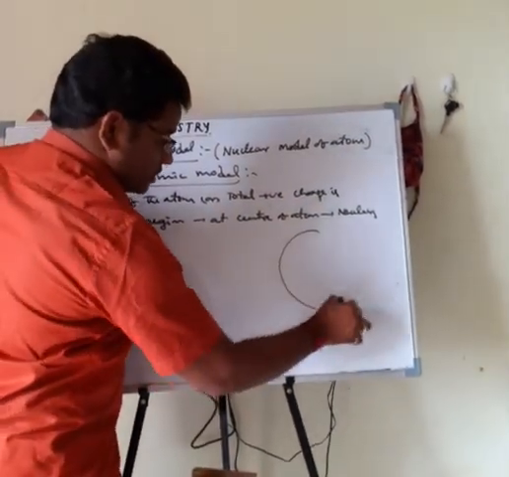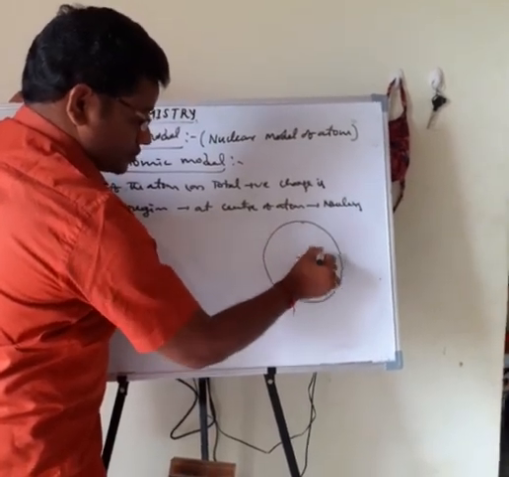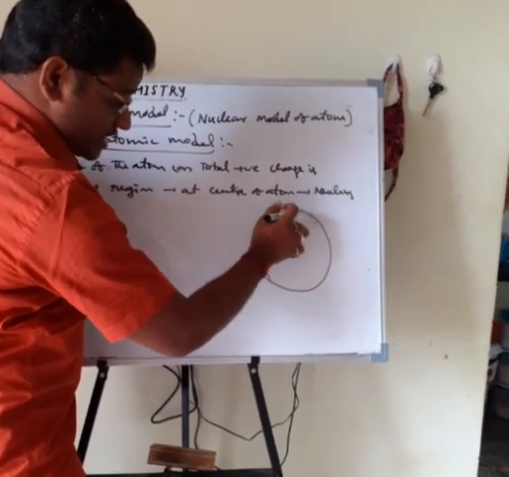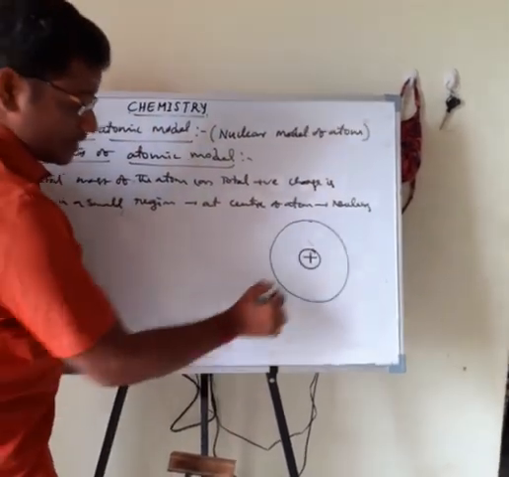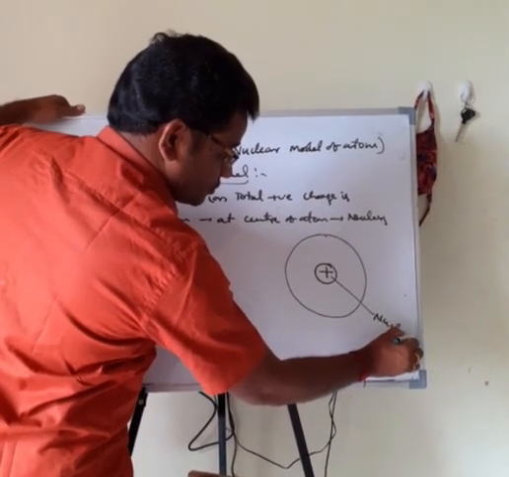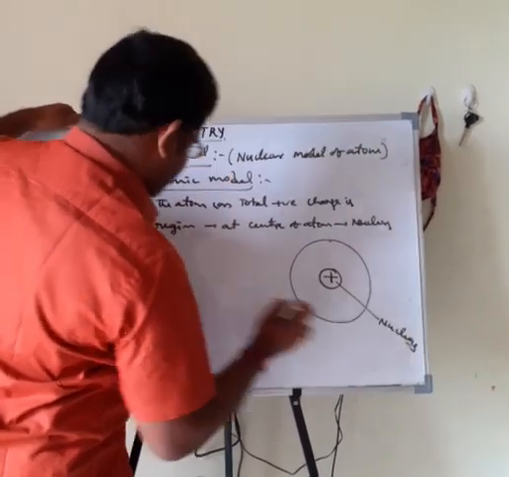So this is the atom. The total mass of the atom and the total positive charge are concentrated in a small region at the center of the atom. This is called the nucleus. That is the first point.